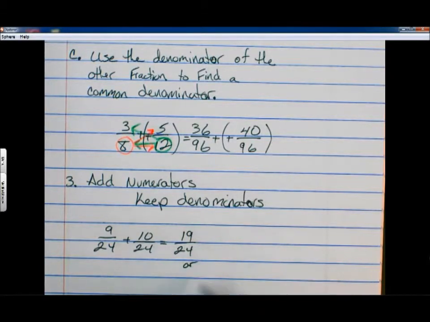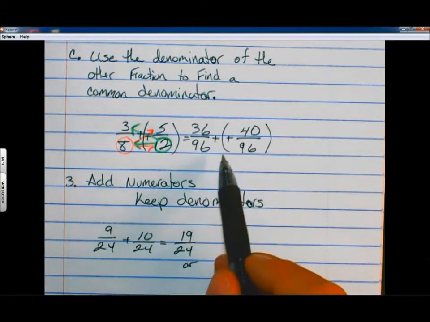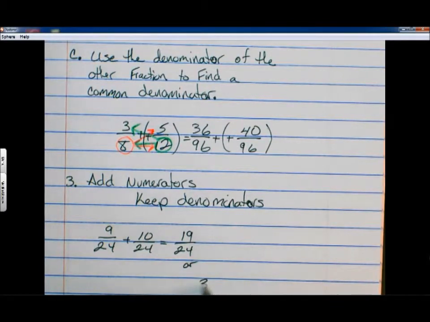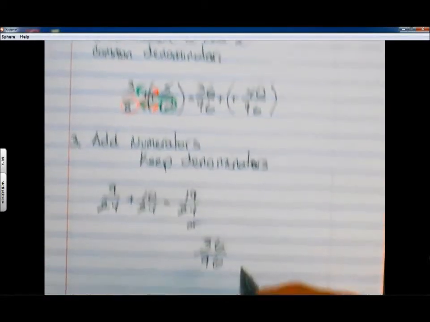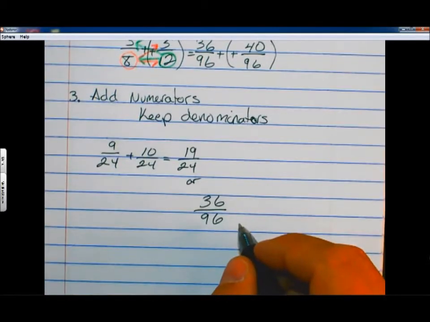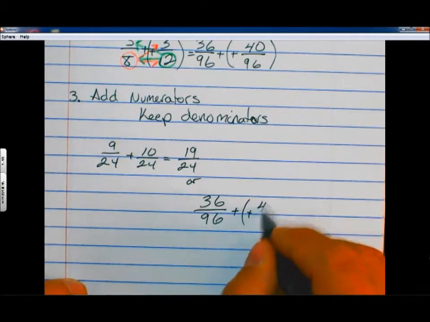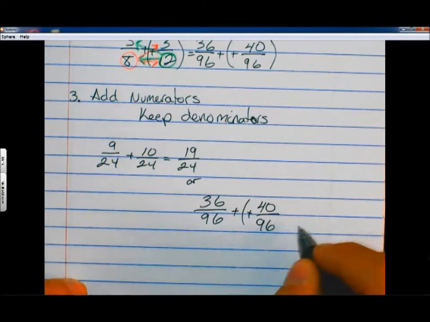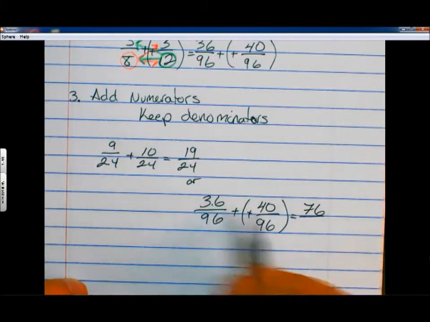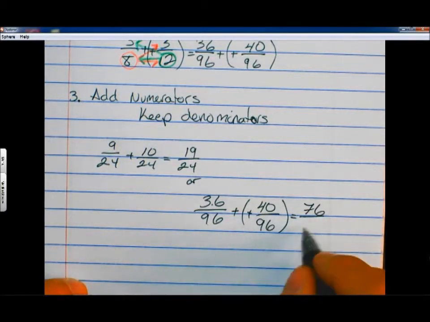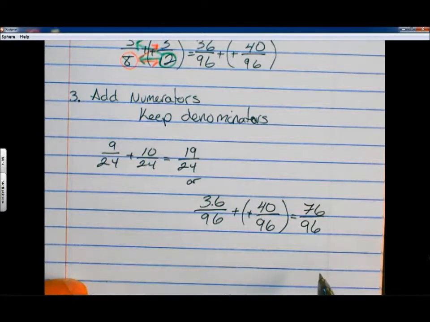Or if you did it using method C, you're going to add your numerators. That's 36. Oops, let me move the page up. Hold on one second. 36 over 96 plus 40 over 96. And again, we're going to follow the same thing, so add numerators, keep denominators. So 36 plus 40 is 76, and then keep the denominator, which is 96.